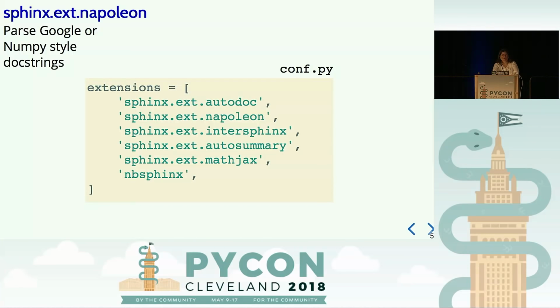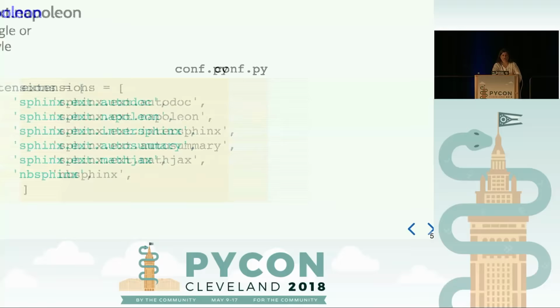Now, code bases that have been around for a while might have docstrings in different formats. Some people like to use a Google format for docstrings. Some people like to use NumPy style docstrings. If you use the extension Napoleon, and all you really have to do is add it, as we see here in the second line of the extensions list, it will convert either one. And that saves you some time when you go back and look at stuff.